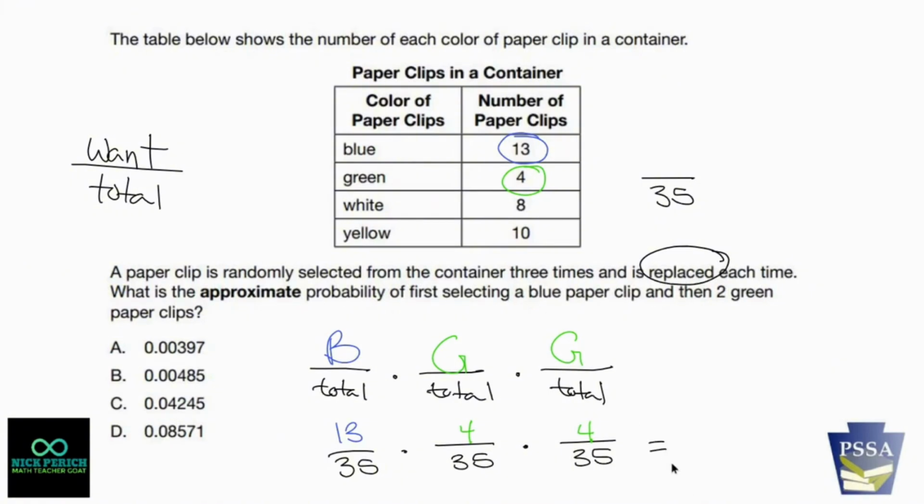Now, obviously, this is a calculator problem. You're going to multiply this in your calculator, and the decimal that's going to pop up is going to be 0.00485, which lines up with B.